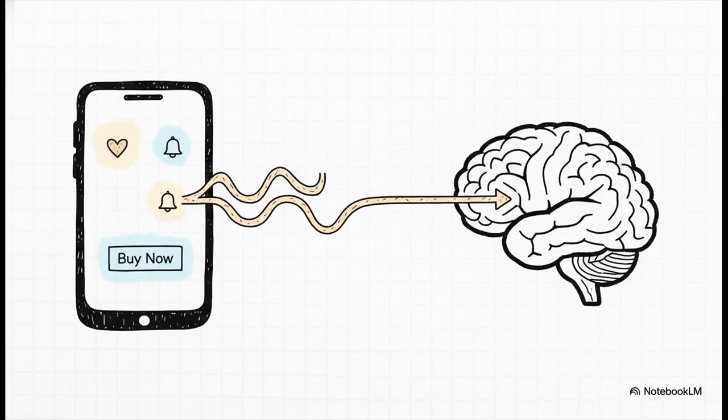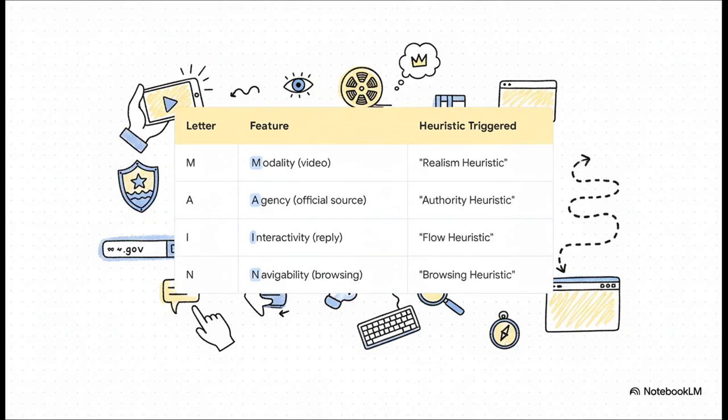And here is the absolute key to all of this. Technology isn't neutral. The way a website or an app is designed is specifically meant to trigger these shortcuts and guide our gut feelings, whether we realize it or not. Sundar's main model shows this perfectly. The modality, like a video, triggers a realism heuristic. It just feels more true. The agency, like a government website, triggers an authority heuristic. We just assume it's credible. Even things like interactivity and simple navigatability have their own built-in shortcuts that shape what we believe.